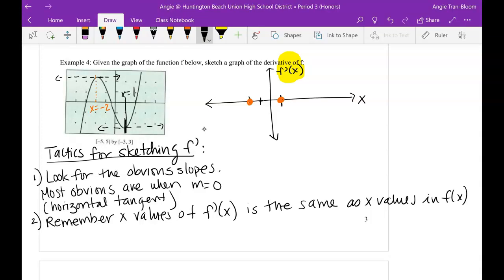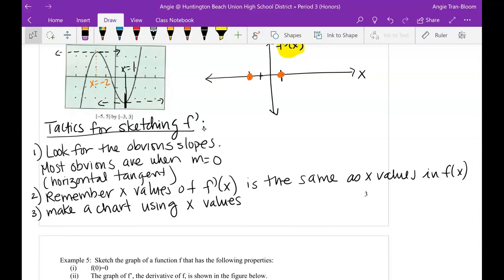Then step 3, just to have some organization, I tend to make a chart using x values. And no, you don't have to follow these tactics. The more you practice, the quicker you will be able to sketch these out. So what's happening is that you have 2 locations where f prime is 0. The first location is x equals -2, and the second location is x equals 1. So what do I do with this?